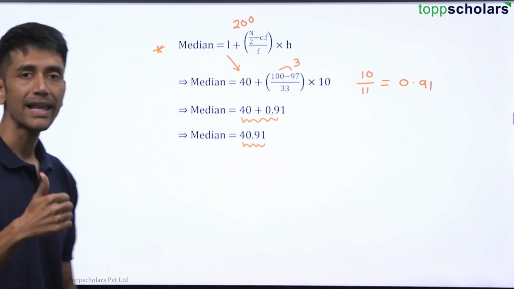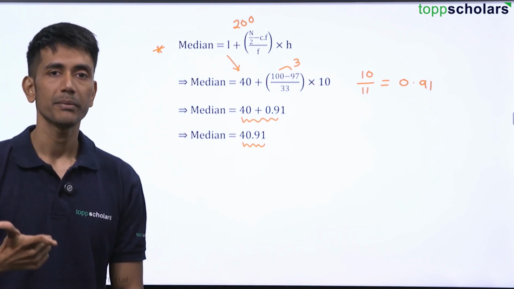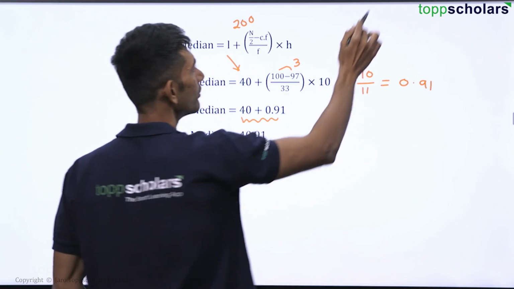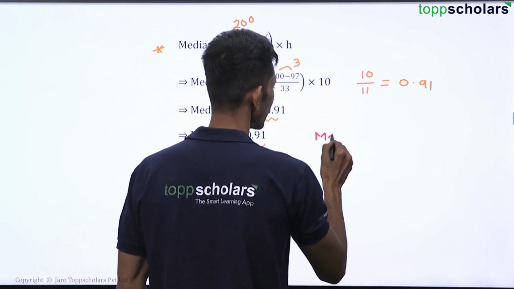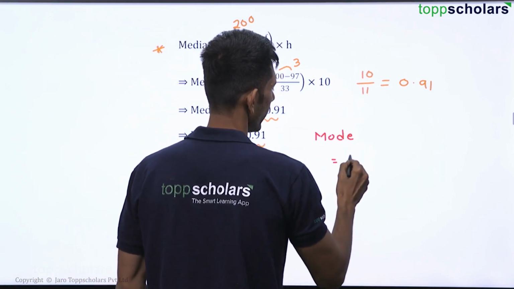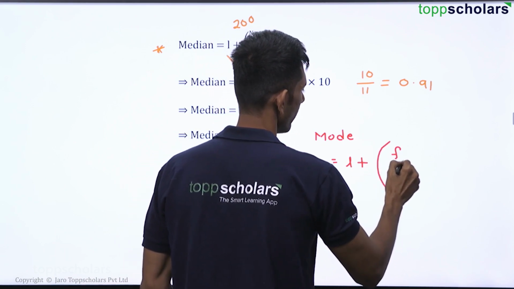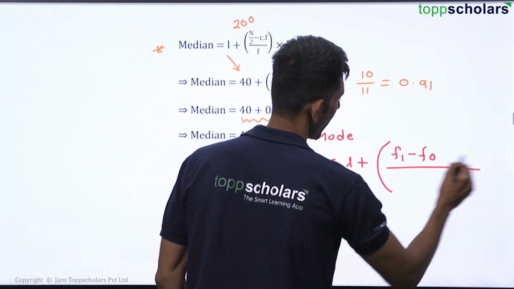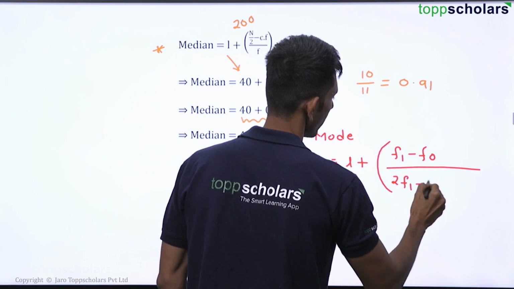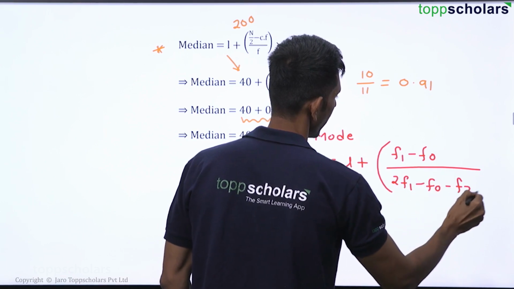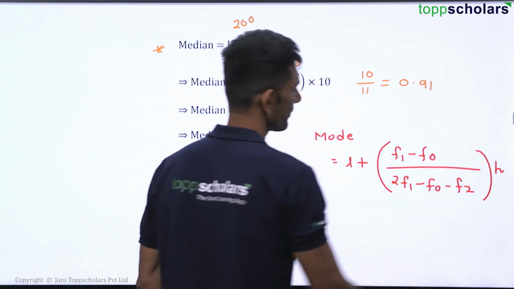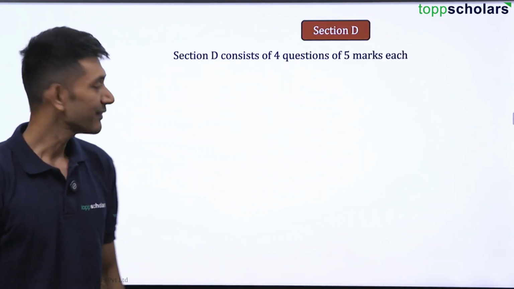Easy. So we have calculated the mean, we have calculated the median. If they also tell you to calculate the mode, I'm just giving you the formula. L plus f1 minus f0 by 2f1 minus f0 minus f2 into h. Clear? So let's have a look at a new question now.